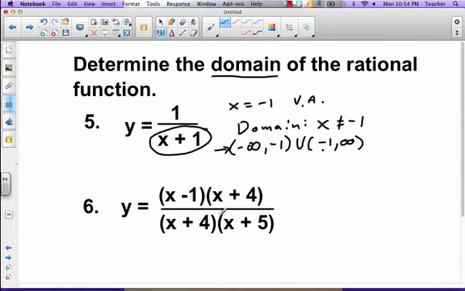The same thing can be done on the bottom. Now here it's a little bit different because we would divide out the x plus 4, saying that x cannot be equal to negative 4. That's a whole.